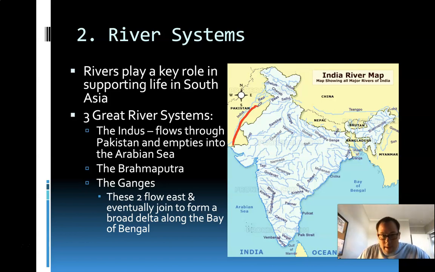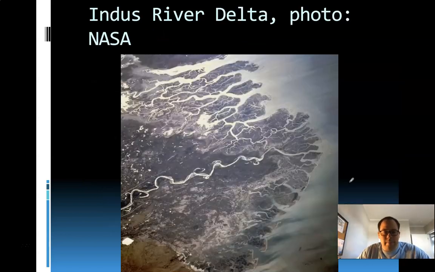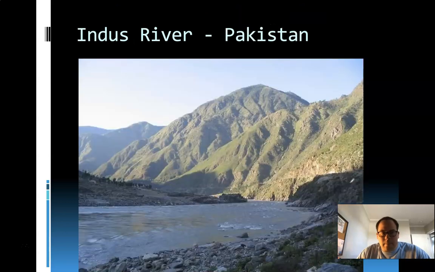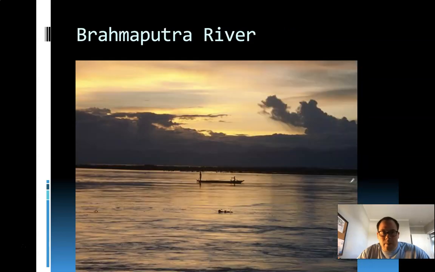Honestly, you can see India has a lot of rivers that make up the country. They're all over the place. So the Brahmaputra through here, the Ganges is coming through here, and this is what it's talking about. It makes up the delta that dumps into the Bay of Bengal right through here. Just some pictures for you to go through.